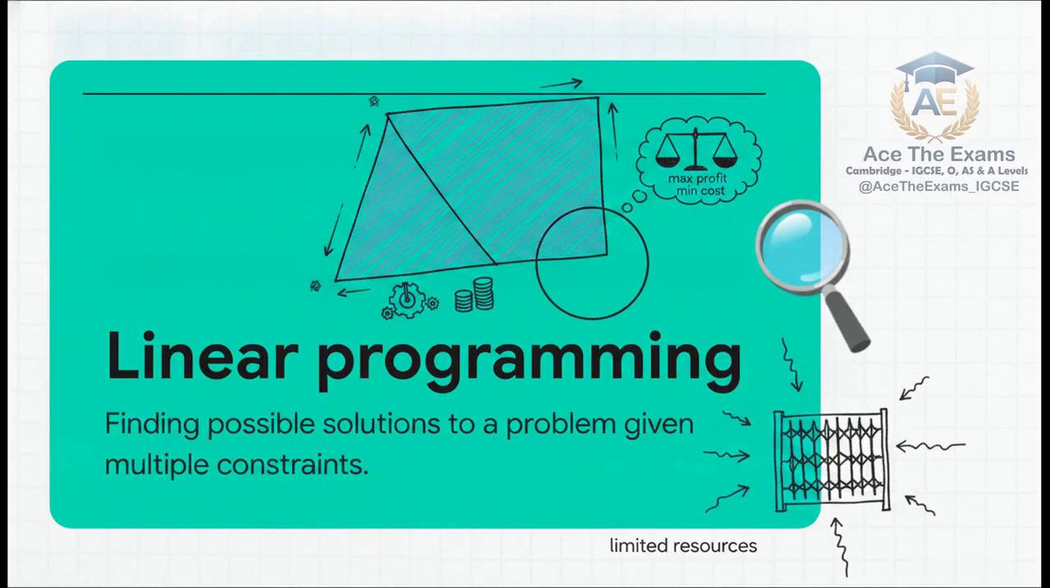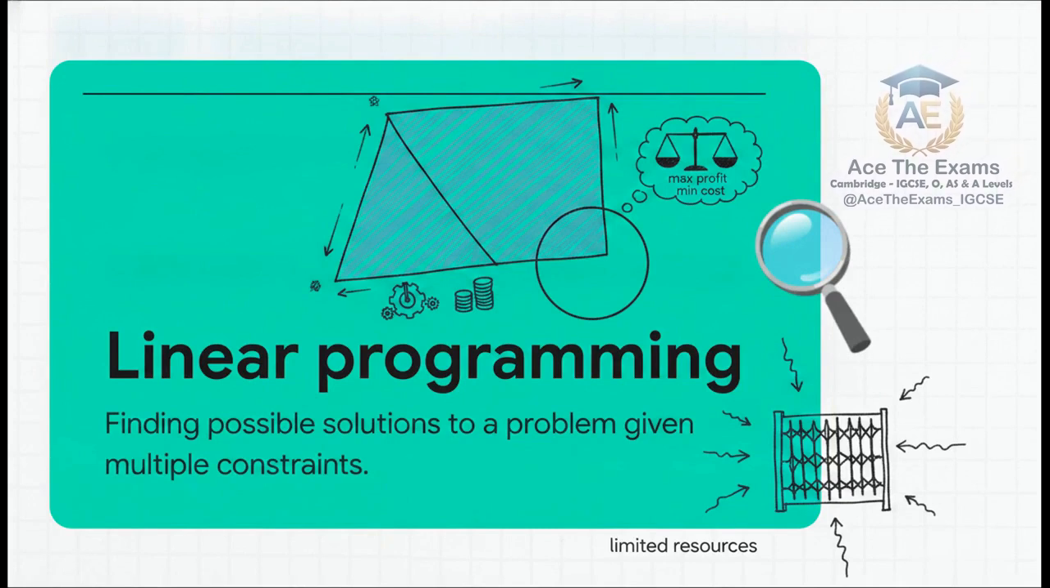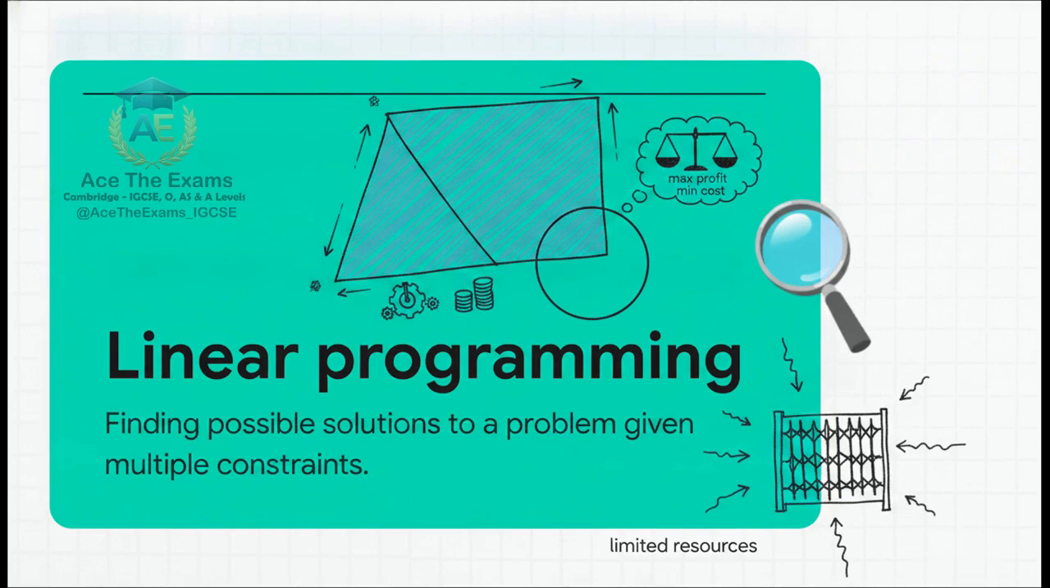Let's define the core concept clearly. Linear programming is a mathematical method for determining a way to achieve the best outcome in a given mathematical model for some list of requirements.